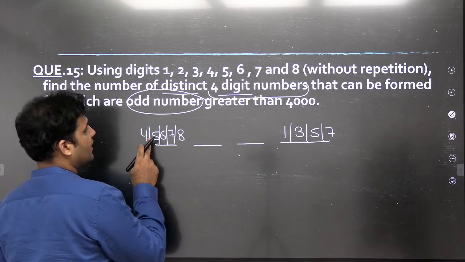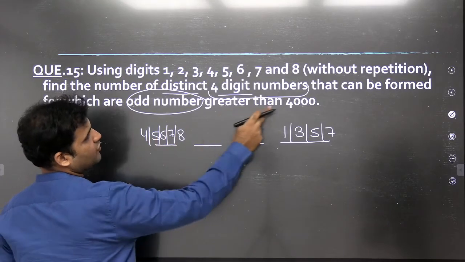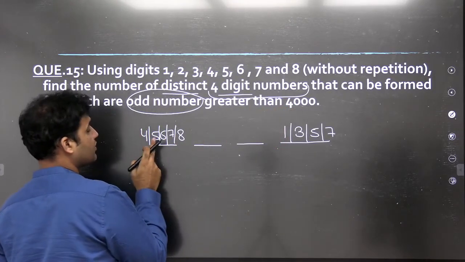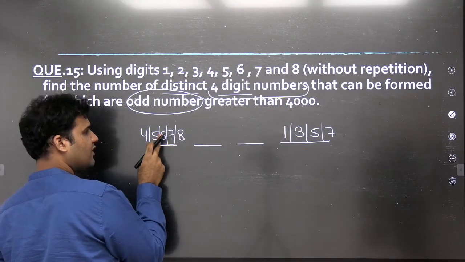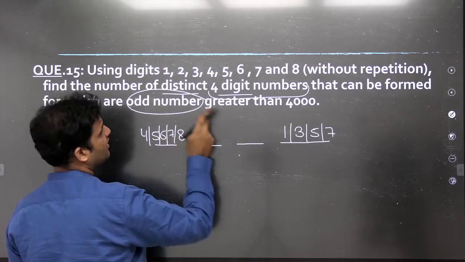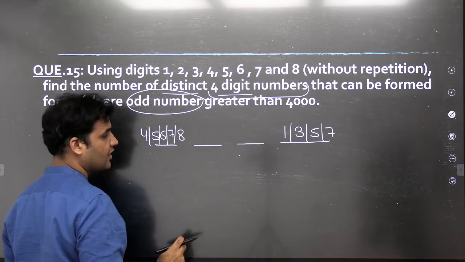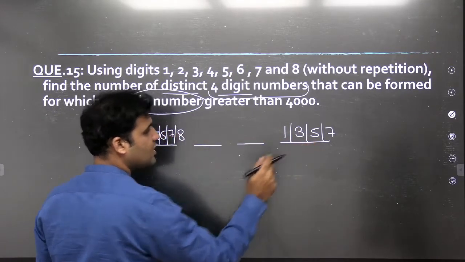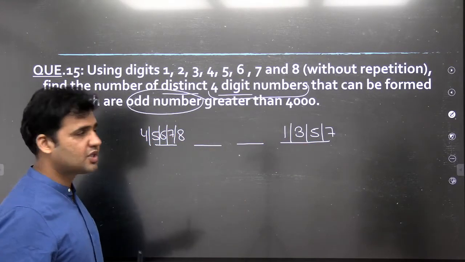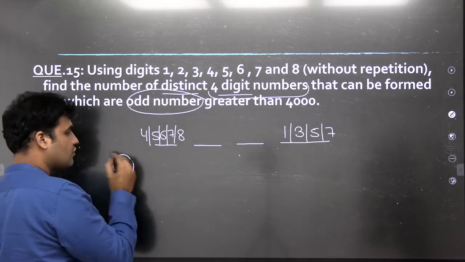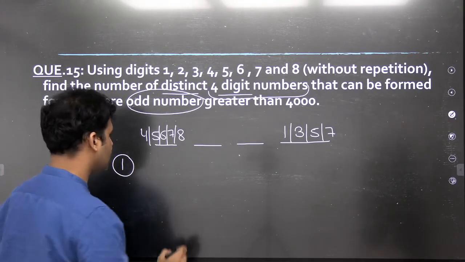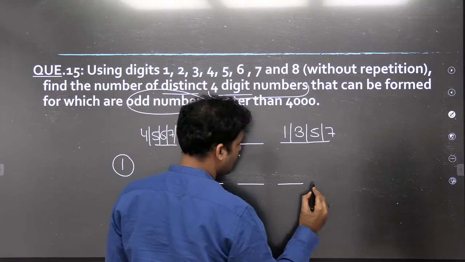You see that 5, because I have to make the number greater than 4000, so 5 and 7 are also coming over here, and because I have to make sure the number is also odd, 5 and 7 also are coming over here. So both of these two conditions have common digits, so you take separate cases. First would be the case when no digit is common.